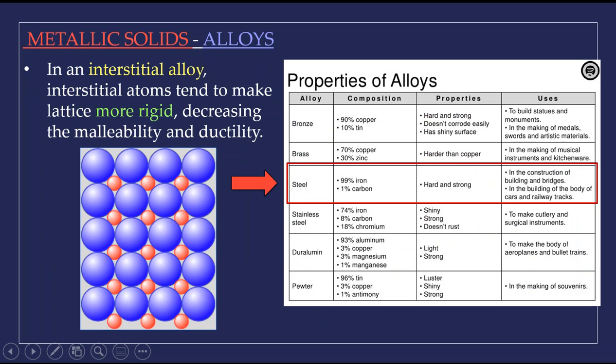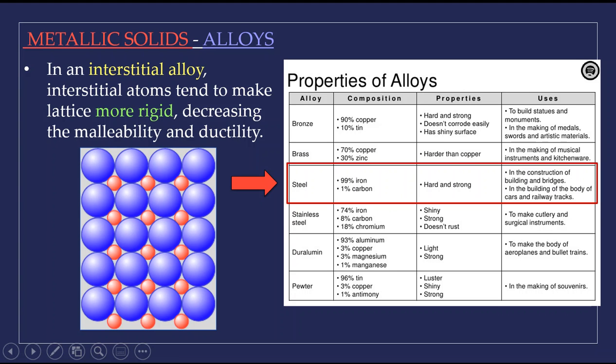All right, interstitial alloys. Atoms tend to make the lattice more rigid. Like I said, they fill in the little crevices there, decreasing malleability and ductility. And I highlighted steel because, like I said, that's the classic structural example for a really strong alloy. 99% iron here, 1% carbon, hard, strong, used in the construction of buildings, cars, railways, bridges, those kinds of things.